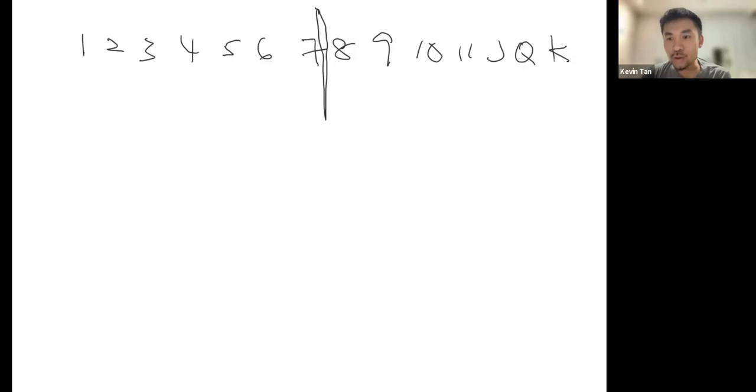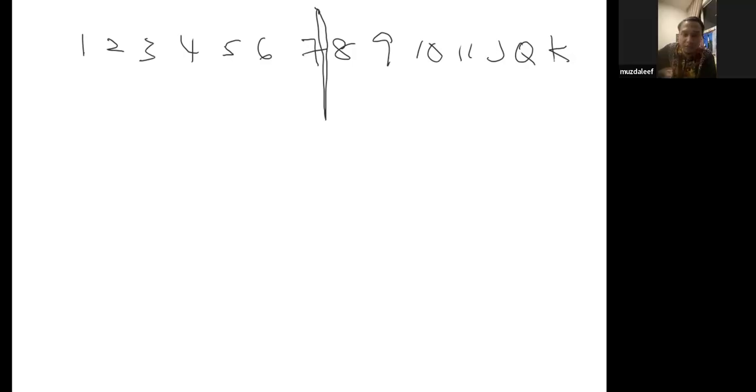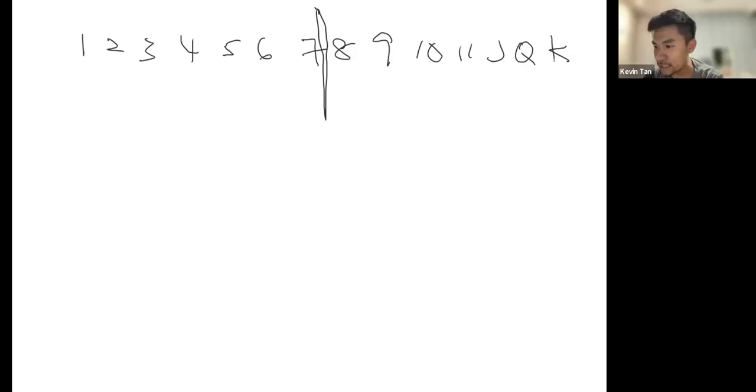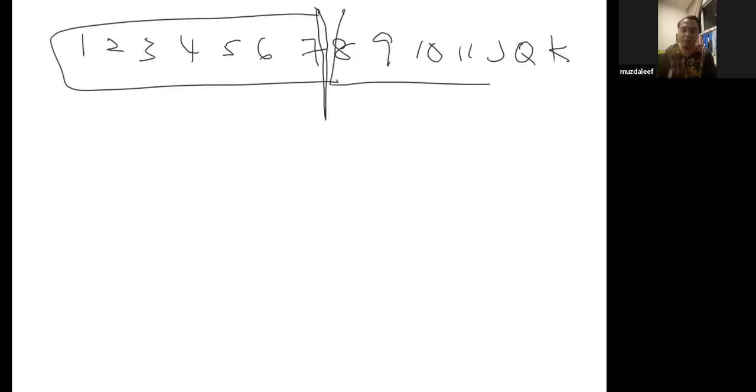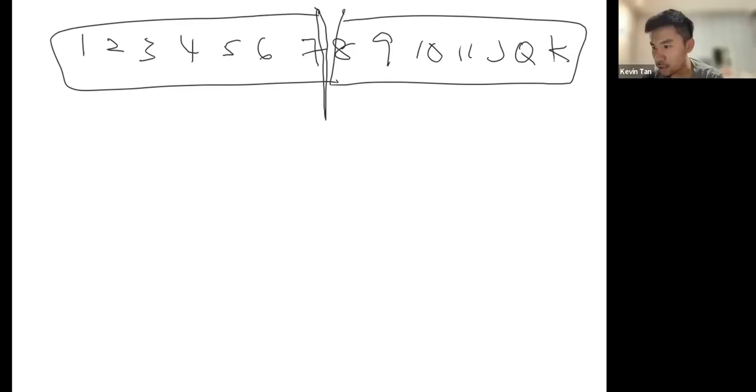Okay, now I'm going to ask you to help me pick one card. Moose, you help me pick one card, but I ask you, you pick for me. From 1 to 7, or 8 to King, which one you choose? The left group. Small or big? Small. So you pick small, that means big is left out. I cut into half again.